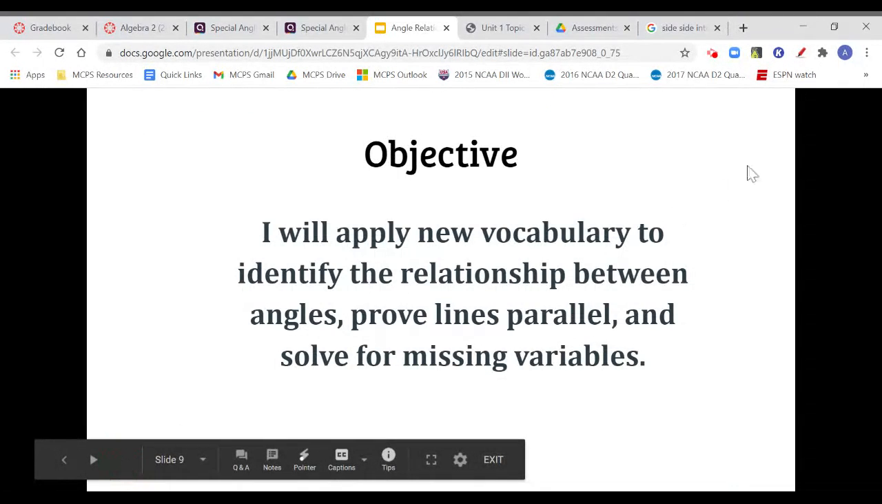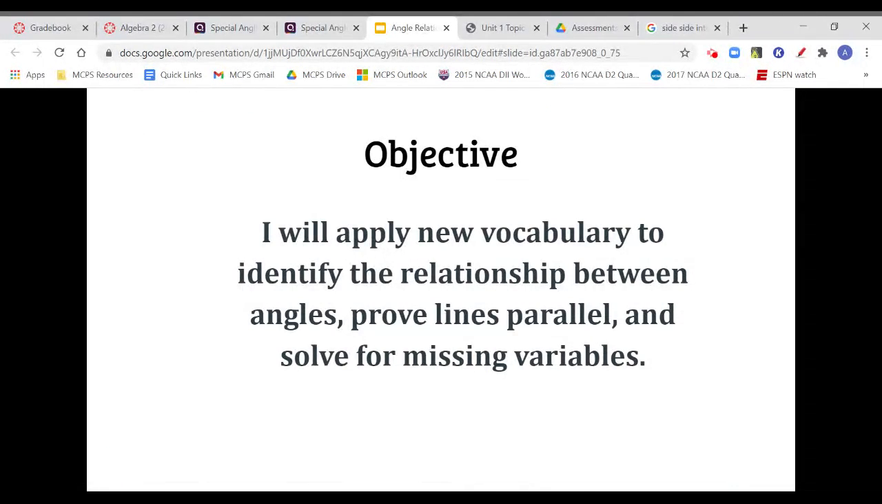Okay. So given all that information, this video is pretty much over. I want to go ahead and check back in with our objective. So our goal was to use all that new angle relationship vocabulary to be able to identify relationships between angles, prove lines parallel, and solve for missing variables. So we did all of that throughout the video today.